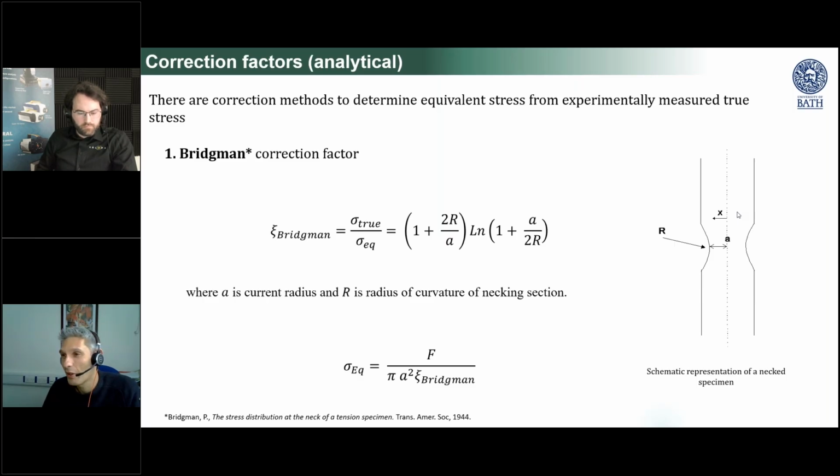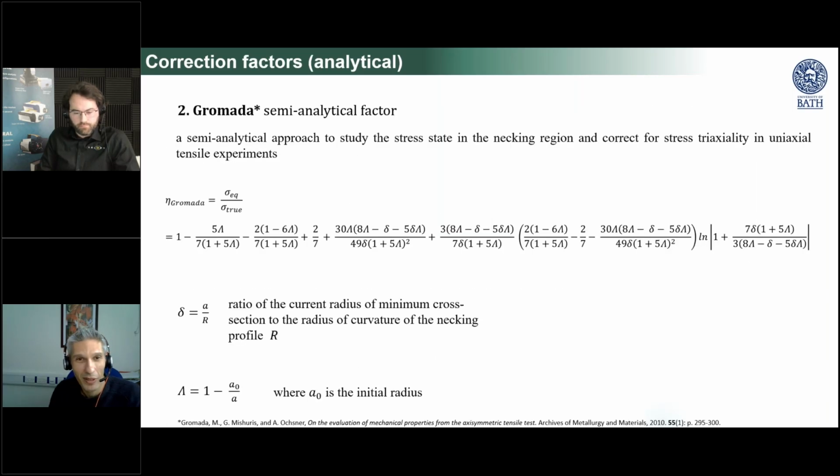The most common correction factor for triaxiality is the Bridgman correction that relates true stresses to equivalent stresses as a function of the geometric properties of the necking profile. So this correction requires evaluating the radius of curvature of the necking profile and knowing the minimum cross-section radius of the sample. It is quite simple in terms of formulation, but it requires some direct measurement of the shape of the sample.